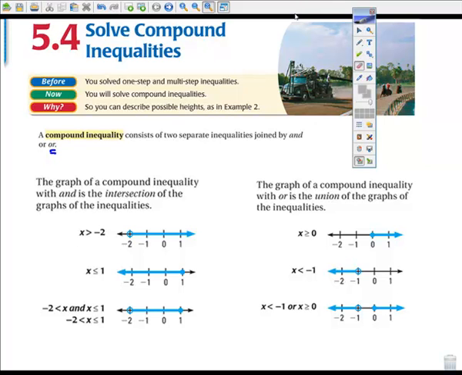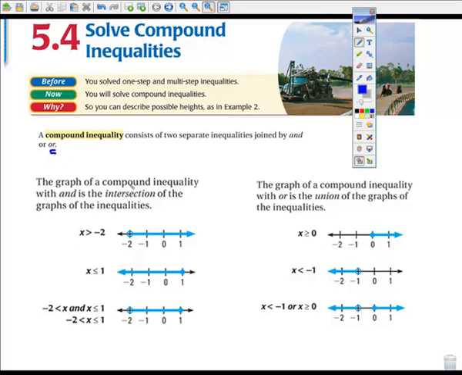Right, lesson 5.4 is solving compound inequalities. Up to this point, we have solved multi-step inequalities. Now we're going to look at a compound inequality, which consists of two separate inequalities that are going to be joined by the word and or the word or. So first we'll look at the and.